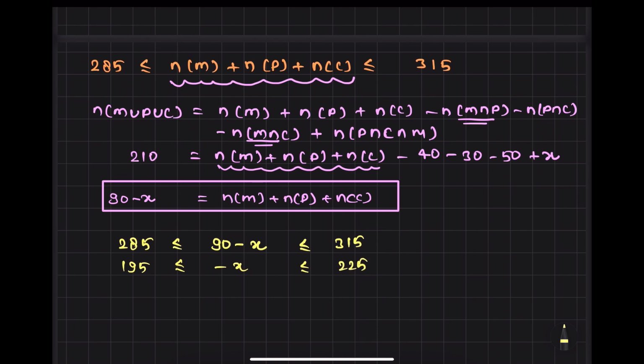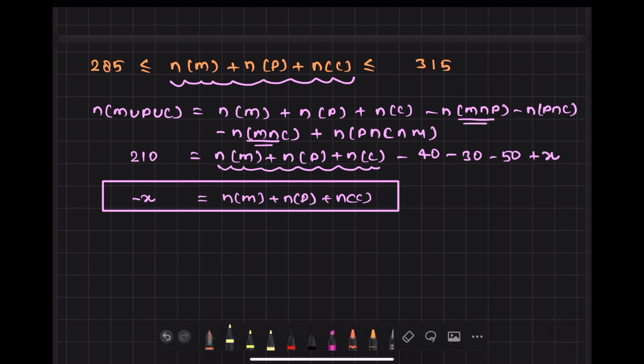Wait, this thing will be added. Yes, we made a mistake over here. If they come to this side, it should be added. So 120 will be added, and it is 330 minus x.